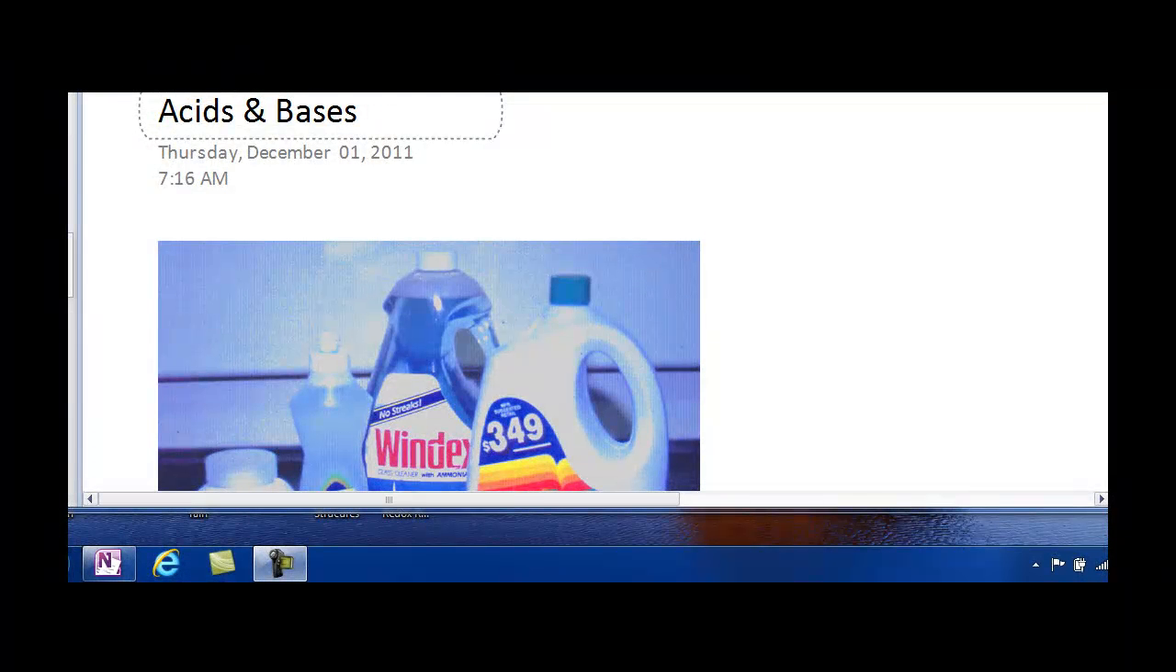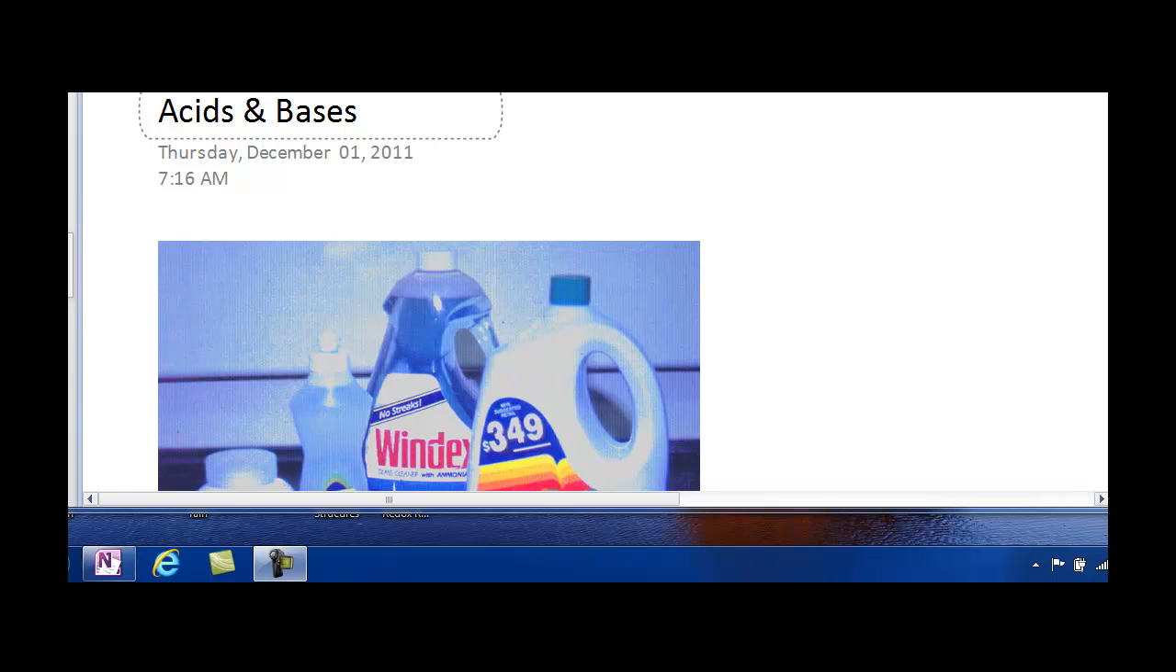Today we will be discussing the properties, the behavior of acids and bases. This is probably the last module that we'll cover in Chem 1045, so it's just a great feeling to be able to say that.